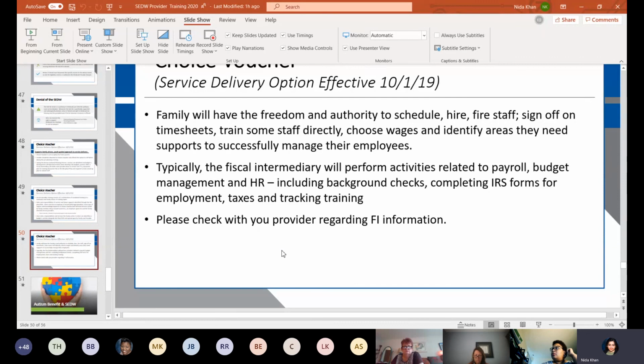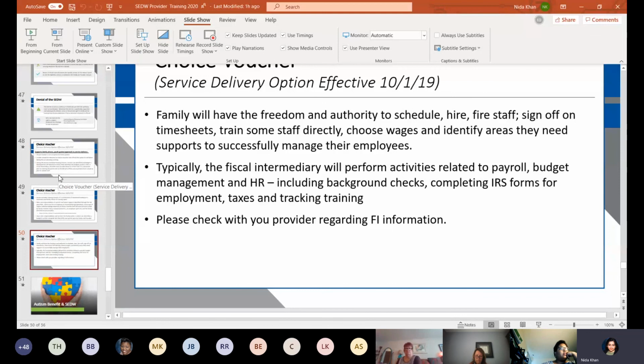The family will have the freedom and authority to schedule, hire, fire, sign timesheets, train staff directly, choose wages, and identify areas where they need supports to successfully manage their employees. Typically, the FI will perform activities related to payroll, budget management, and HR, including background checks, completing IRS forms for employment, taxes, and tracking training. You can check with your provider, OFS or Easter Seals, about which FI they are contracted with. Hopefully there's a choice of at least two FIs. If not, they can give you more information about which FIs they're in contract with, so you can share that information with the family.